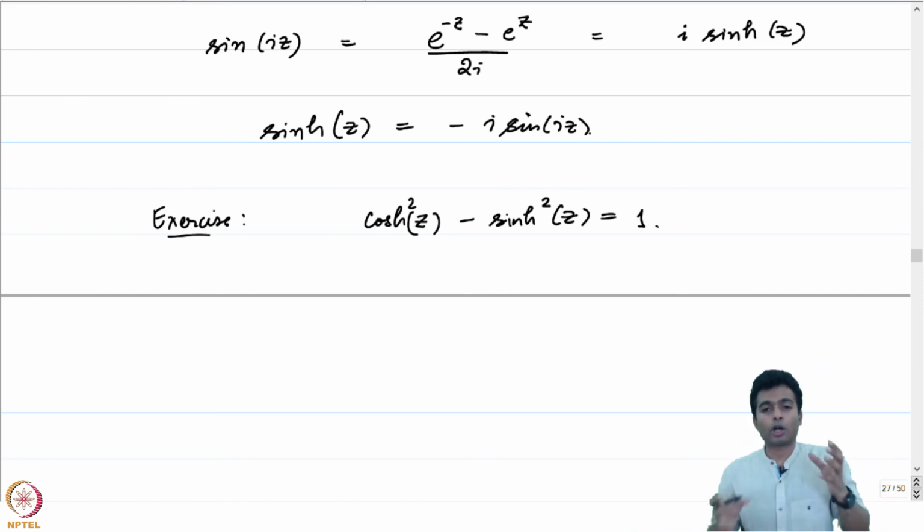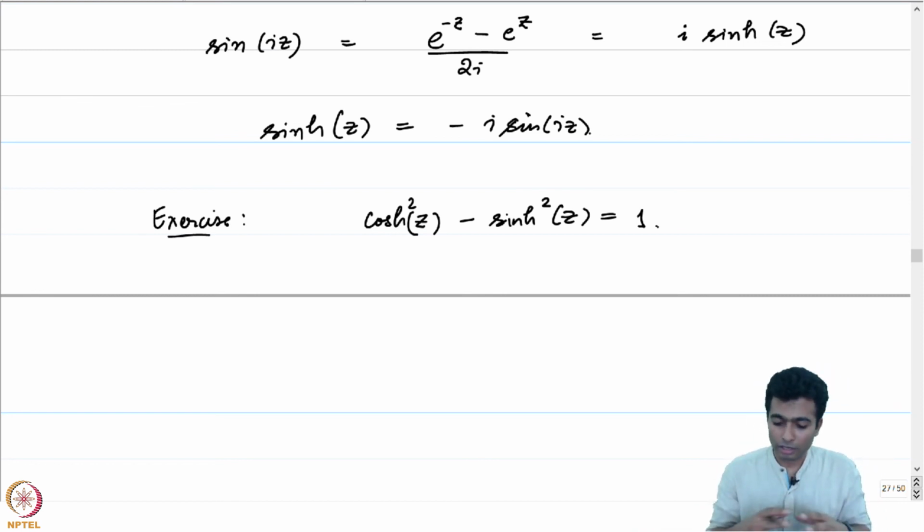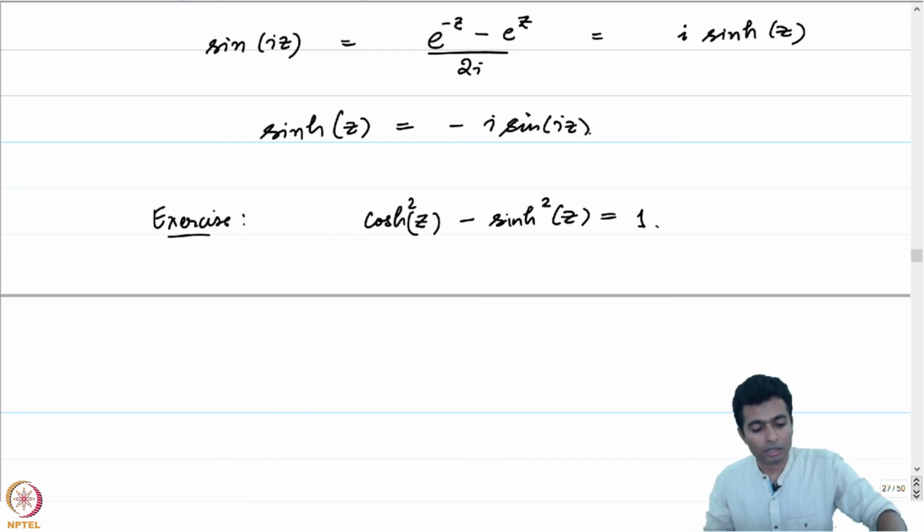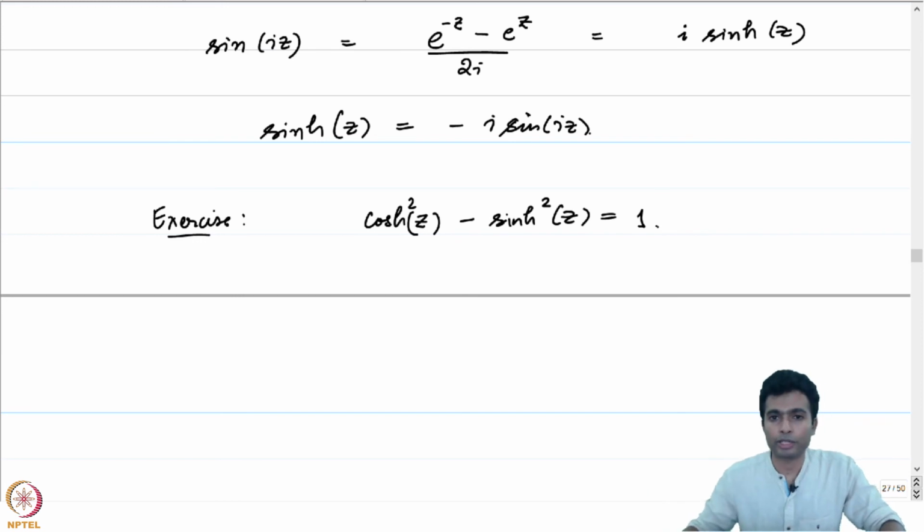Right. So the complex exponential forms the right framework which integrates the trigonometric functions, the hyperbolic trigonometric functions, and the real exponential functions. It's helping us give a very coherent theory. So let me stop this lecture here.